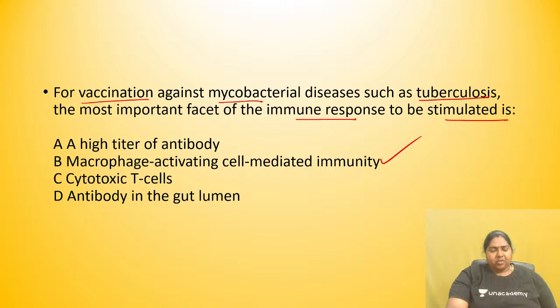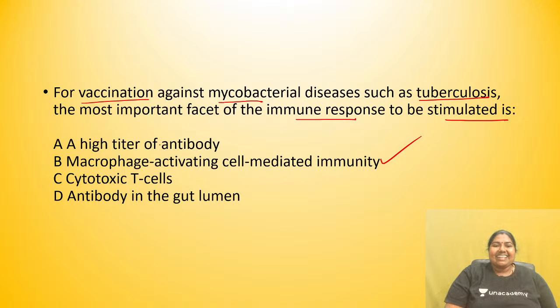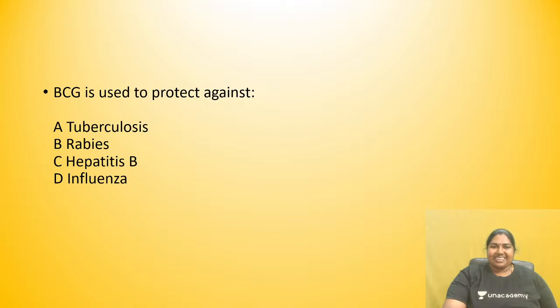Why is B important in tuberculosis? Yes, Sati, because it is an intracellular infection within the macrophages. TB affects only within the macrophages. So if you stimulate T cells and they produce macrophage-activating cytokines like interferon gamma, this will be very appropriate. Oh yes, Nanda, come on, it is okay to commit mistakes. Then only you will keep learning. If you don't make any mistakes, your learning graph will be very low. It is okay to make mistakes now.